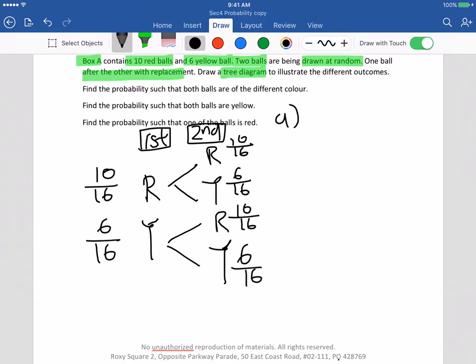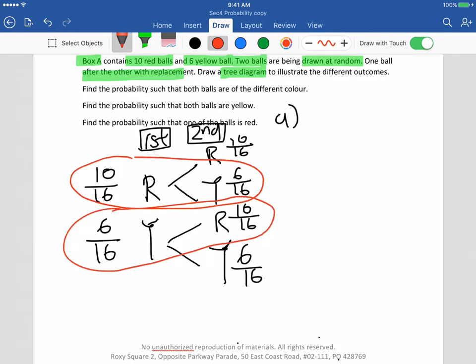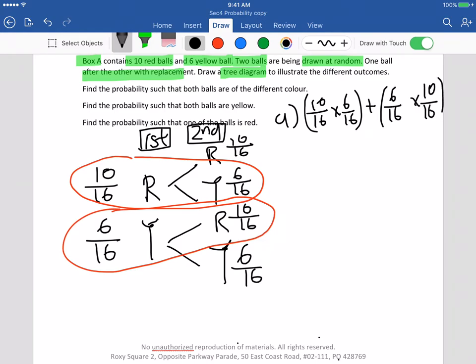So let's try the first one. Find the probability that both balls are of a different color. Looking at the diagram, different color will be red, yellow and yellow, red. So it is 10 over 16 times 6 over 16 plus 6 over 16 times 10 over 16, which equals 60 over 256 plus 60 over 256, which equals 120 over 256. Then you go and reduce.